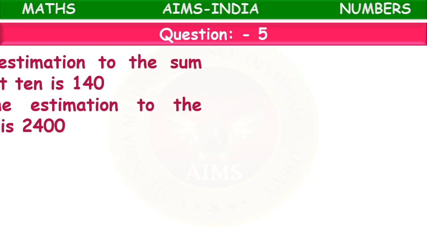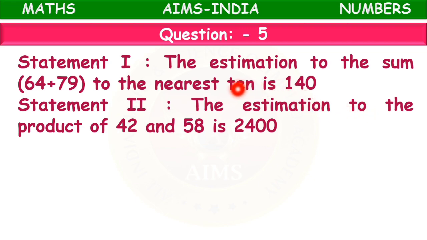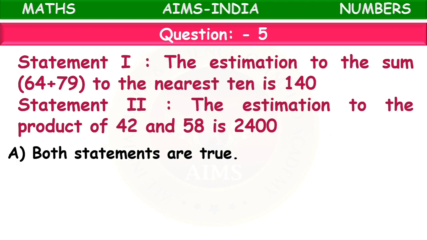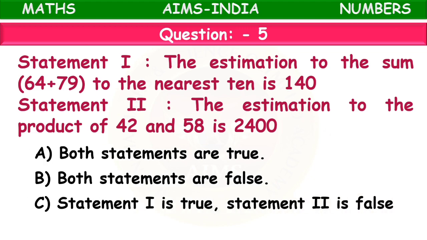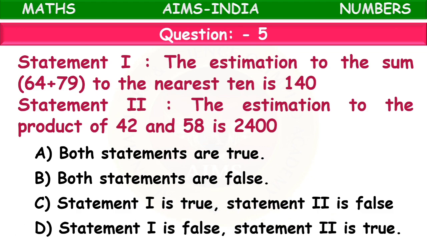Moving on to question number 5. Statement 1. The estimation to the sum 64 plus 79 to the nearest 10 is 140. Statement 2. The estimation to the product of 42 and 58 is 2400. Option A, both statements are true. Option B, both statements are false. Option C, statement 1 is true and statement 2 is false. Option D, statement 1 is false and statement 2 is true.